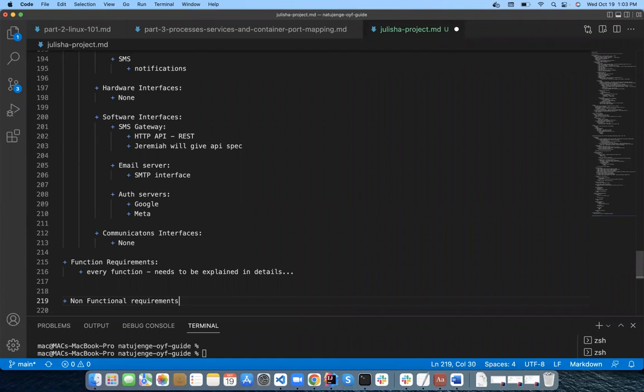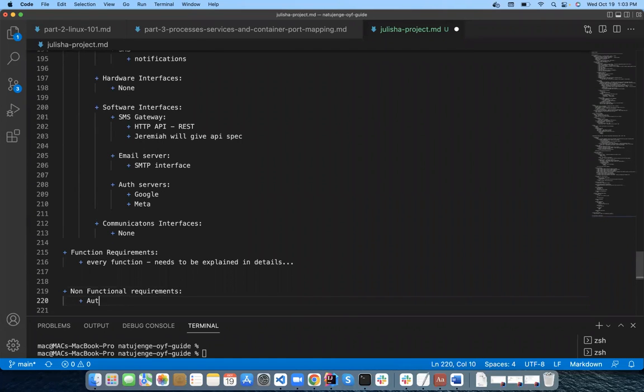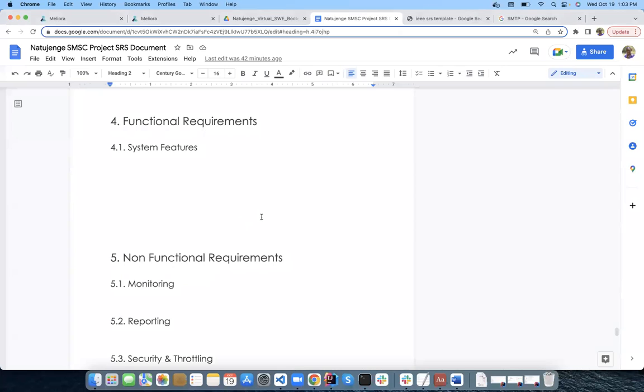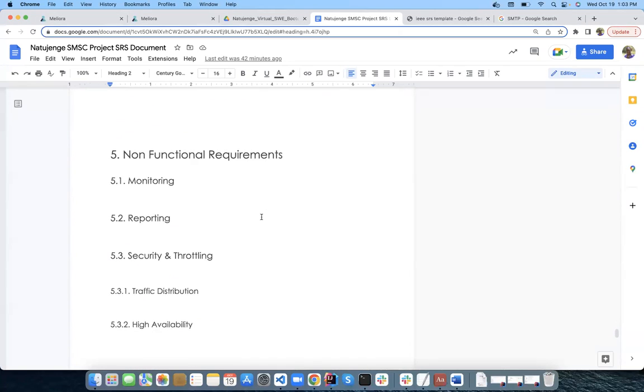And the only non-functional requirement that I can see here is that the authentication would be via social plugins. So here we are going to use Google and Meta for authentication. If Safaricom had their own OpenID, we could connect to OpenID.